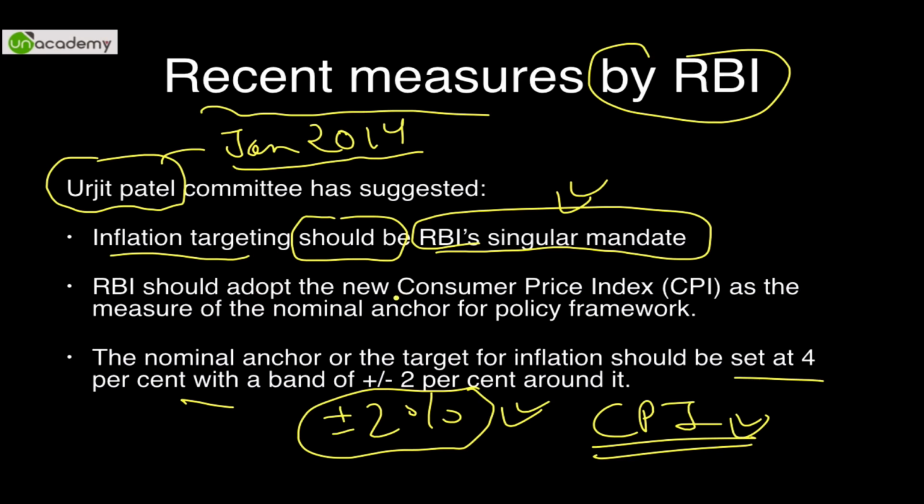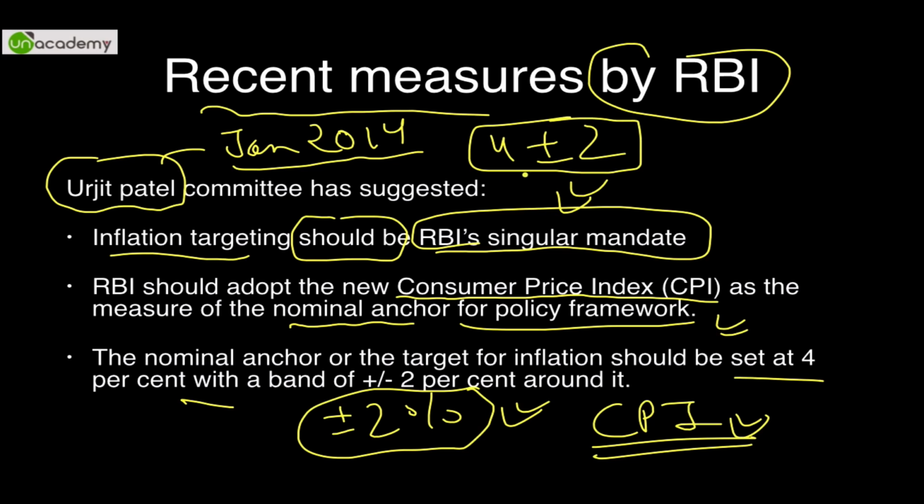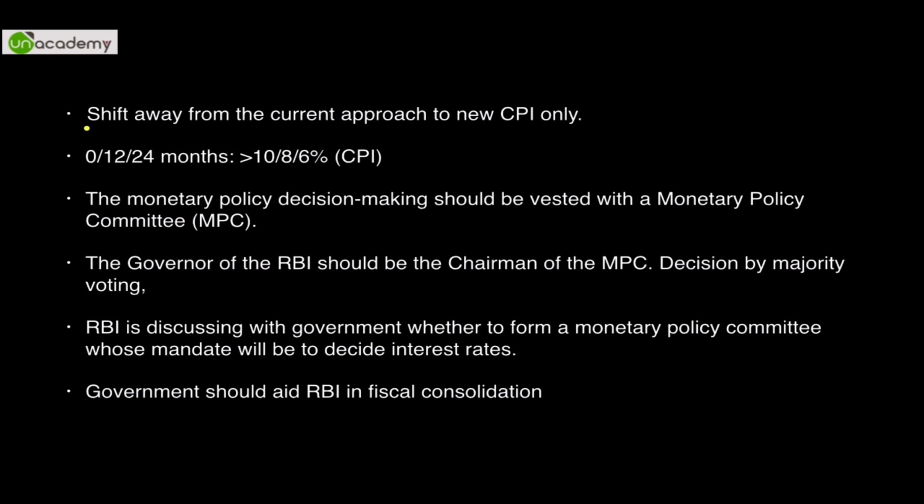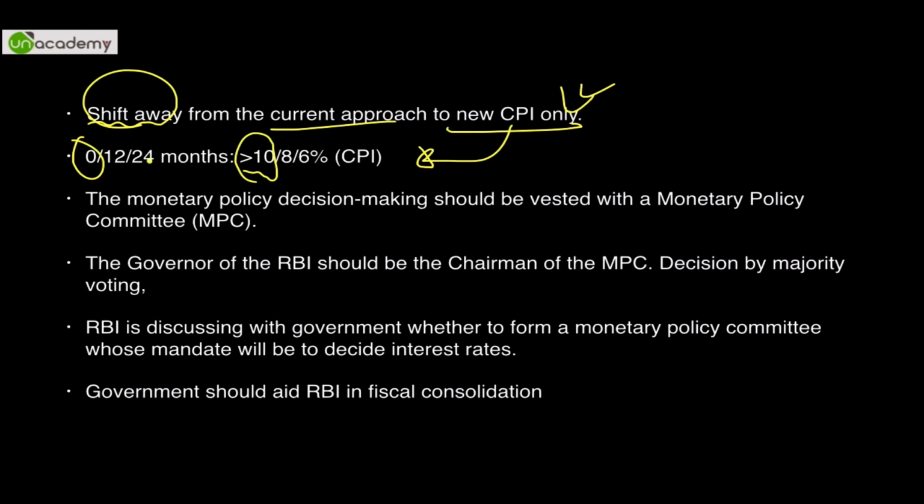As it is written, RBI should adopt the new consumer price index as the nominal anchor for the policy framework. So this was the basic: inflation should be kept at 4 plus minus 2, and this should be the singular mandate of the RBI, based on CPI. This was one recommendation, which focused on shifting away from the current approach to the new consumer price index only. With regards to that, at month 0, which was January 2014, inflation was more than 10%. It was supposed to be brought back to 8% in 12 months, and to 6% in 24 months, that is in 2016.